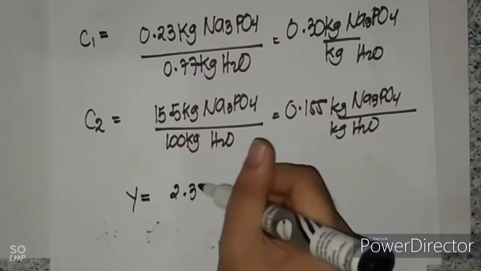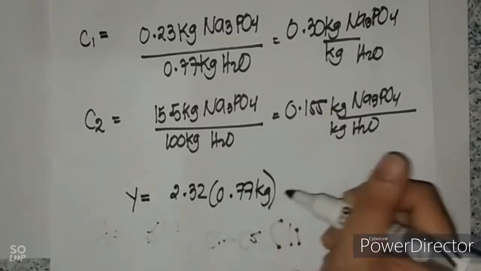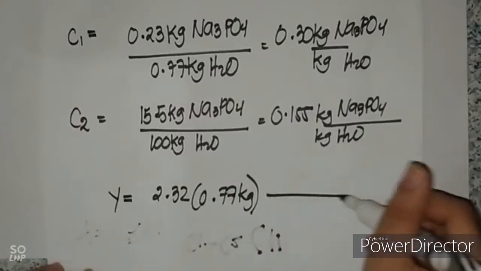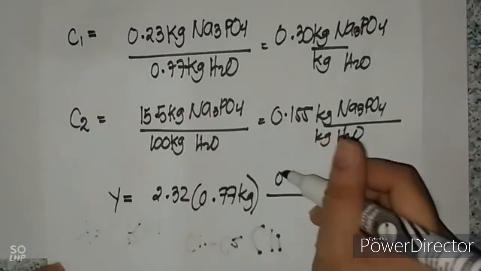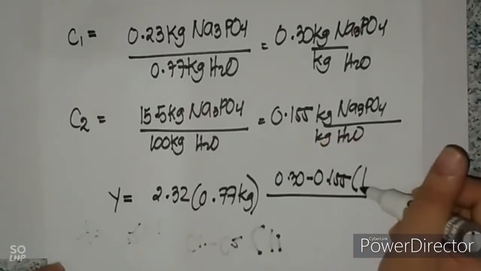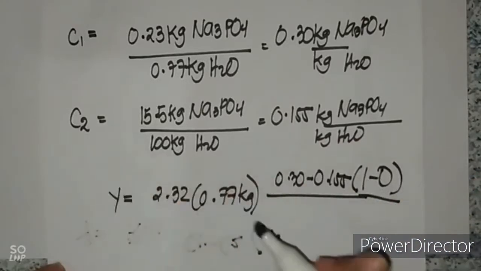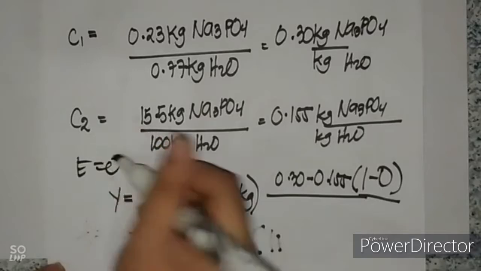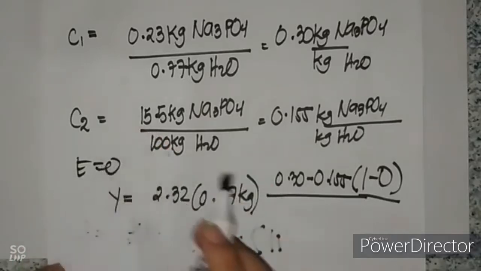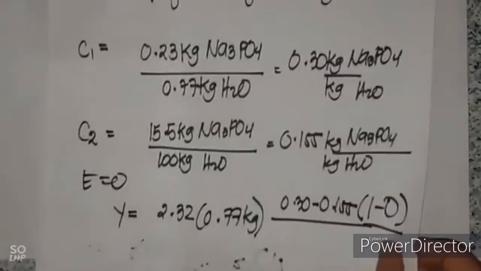Alright, since we now have the computed values, we can now calculate for the value of y. That would be 2.32 times 0.77 times the value of C1 minus C2, which is 0.30 minus 0.155, times 1 minus 0. By the way, our E here is equal to 0 since in the first part of our diagram, we assumed here that the evaporation is equal to 0.